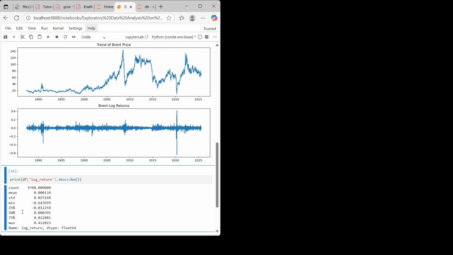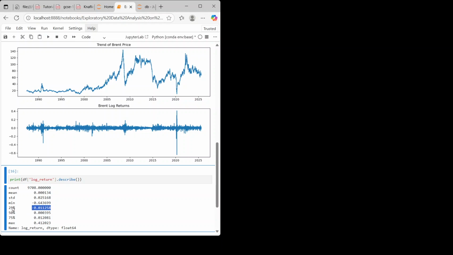And then we have the 25%, that is our first quartile. So this is negative 0.011. It's only telling us that 25% of our daily returns are below negative 1.1%. So in essence, to an ordinary person, we can say that it shows that the downside movements, whenever there is a movement downwards, are very frequent.